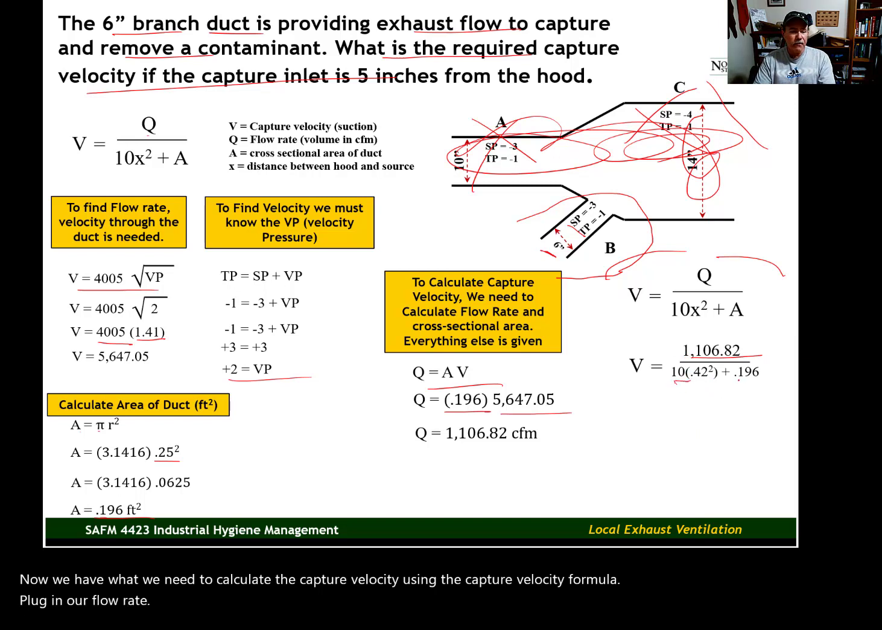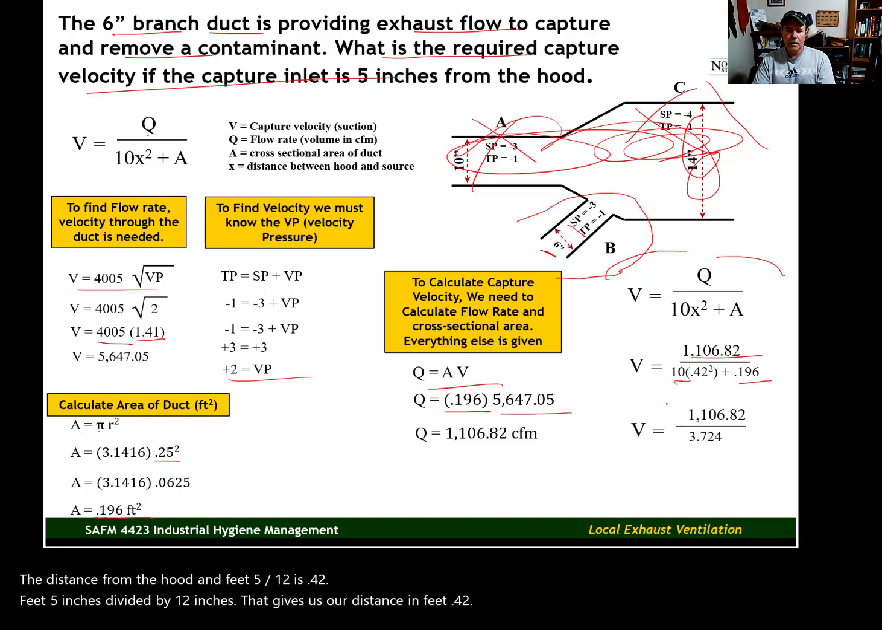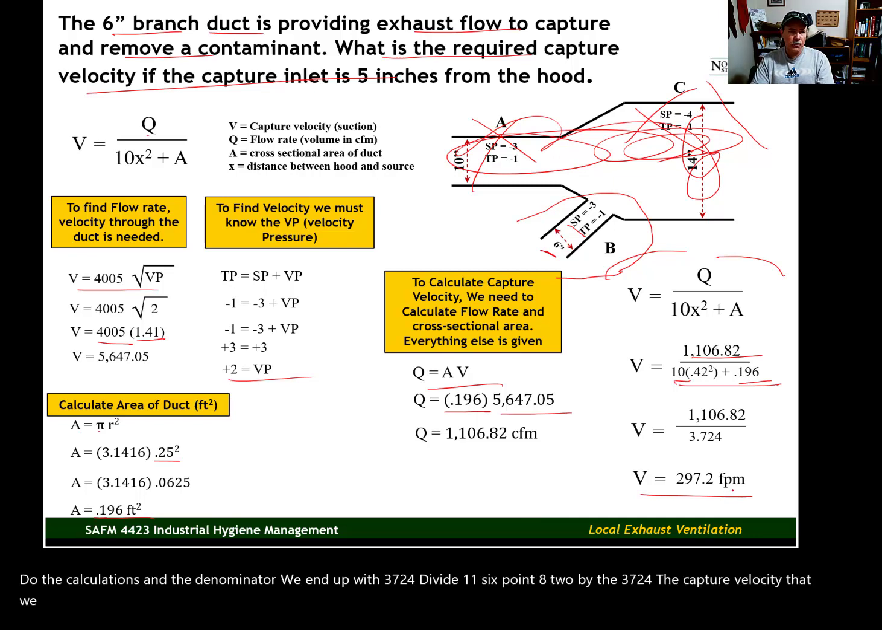10 is a constant. We've calculated our area already, 0.196. The distance from the hood in feet: 5 inches divided by 12 inches gives us our distance in feet, 0.42. Do the calculations in the denominator, we end up with 3.724. Divide 1106.82 by the 3.724.